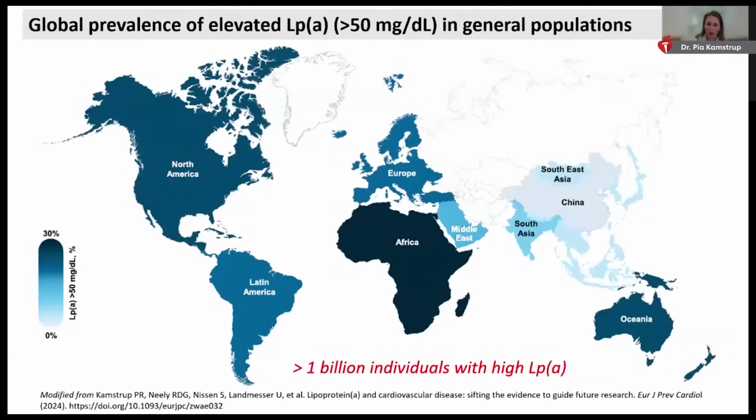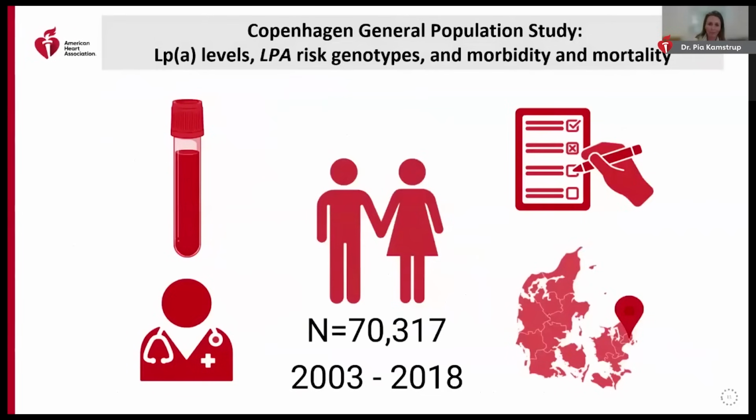Now, in a global perspective, the highest median Lp(a) levels are thus found in Black individuals of African descent, while individuals of East Asian descent have the lowest levels. The difference results primarily from higher levels of Lp(a) being associated with medium-sized apolipoprotein(a) alleles in people of African descent. Globally, an estimated more than 1 billion individuals have high Lp(a) and thus increased risk of ASCVD on this background. Now, we have used a large Danish general population study to examine the associations of high Lp(a) levels and corresponding Lp(a) risk genotypes, determining high levels with risk of morbidity and mortality.